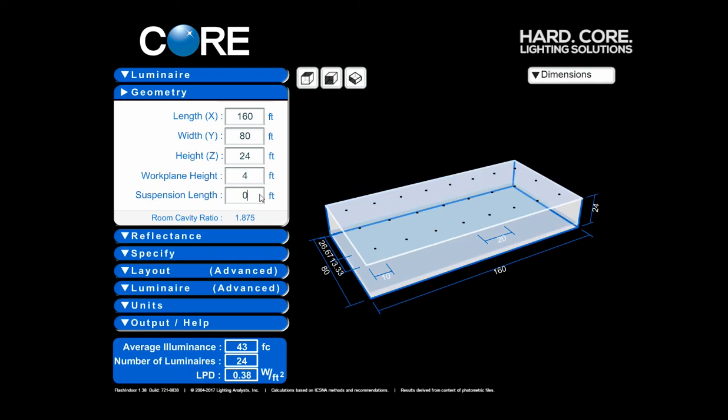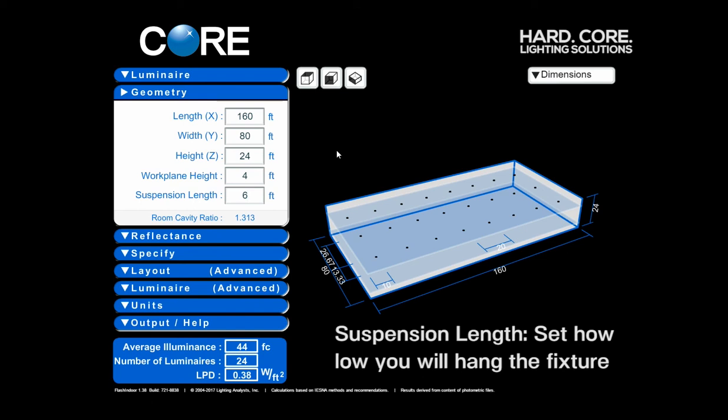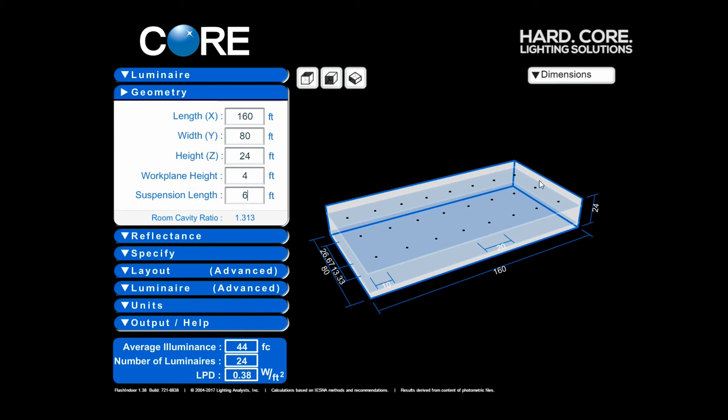The suspension length will allow you to determine how far down you want to hang your fixtures. Let's say we want them at 18 feet. Our ceiling height is 24. So we're going to put a length of 6 feet. You can see over here it is now being reflected down. Every time we make a change, it is reflected on the diagram.